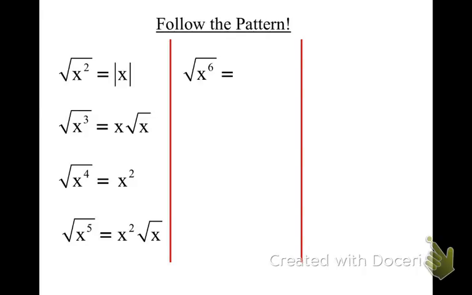Okay. Next one. X to the 6th. What do you think this one's going to be? Nadine? X to the 4th. Agree? Well, it can't be x to the 6th because the 6 is not a square. What's wrong with this answer, Peter? Yes, we need to put it.